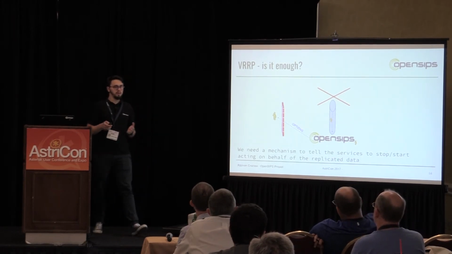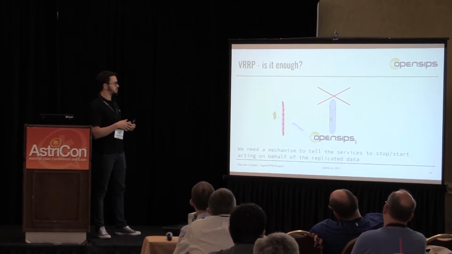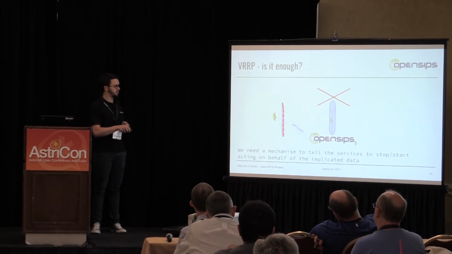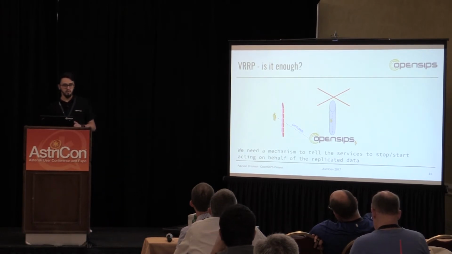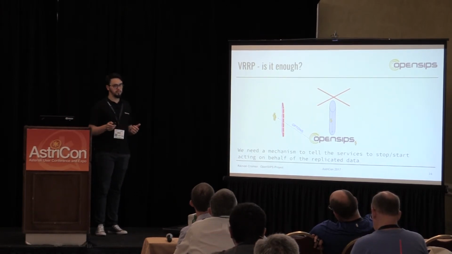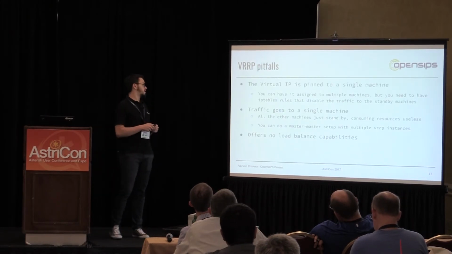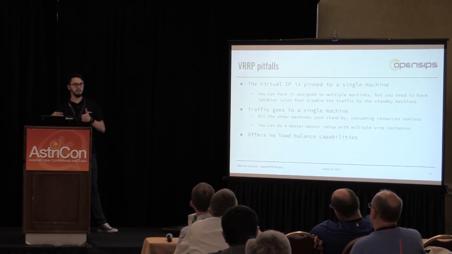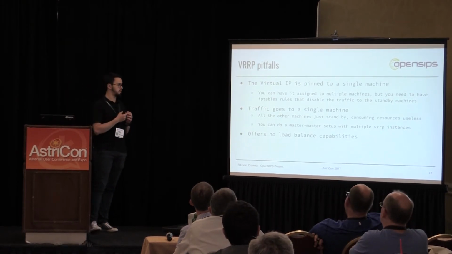All of this is already done in OpenSIPS using some simple MI commands, so you don't have to go into too much trouble, because there are other solutions, like adding iptables rules to prevent this instance from pinging, but there's still some useless processing that's done. We can get rid of that using OpenSIPS and some simple MI commands. There are also other pitfalls, like the virtual IP is only pinned to a single machine, because there's only one machine that can get traffic for a single IP, right?